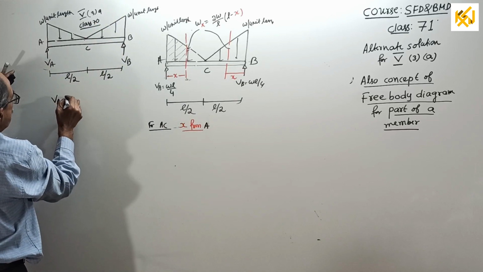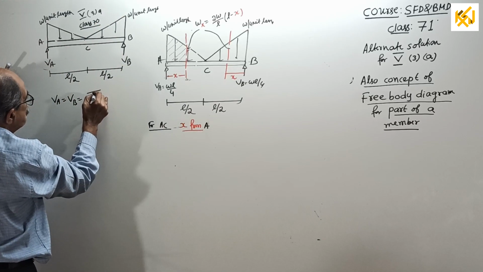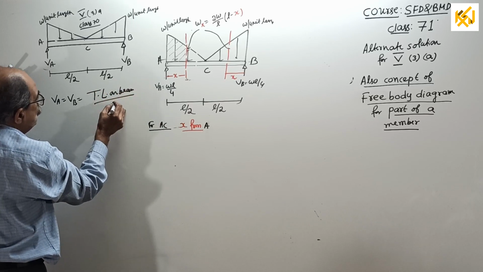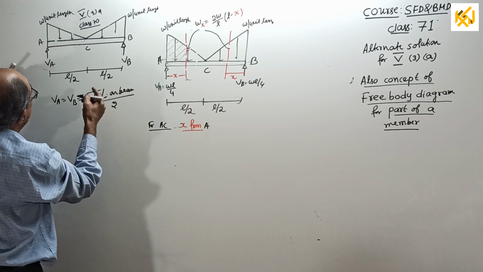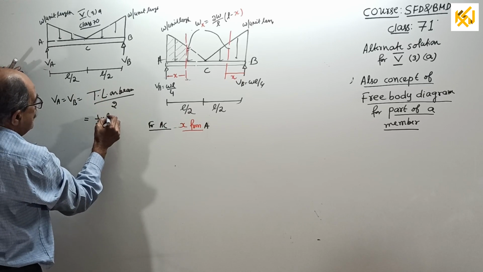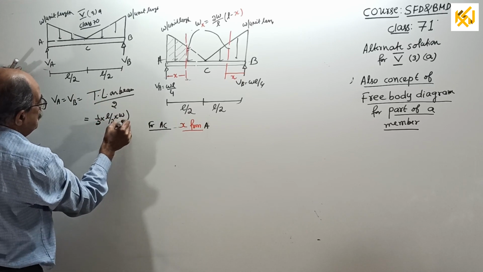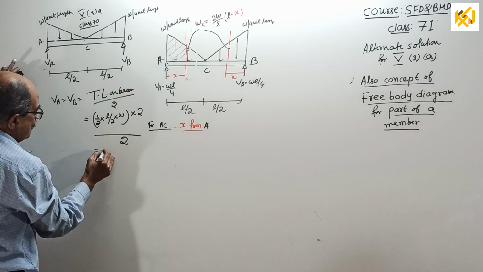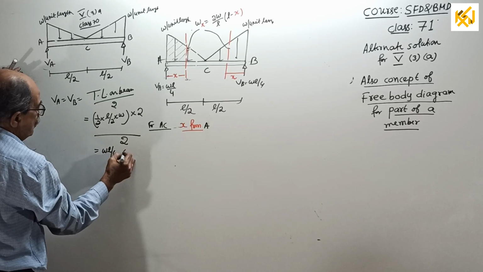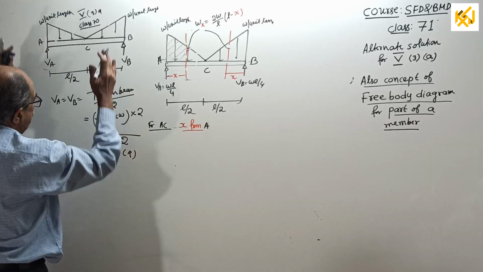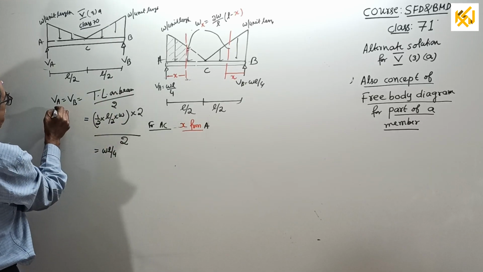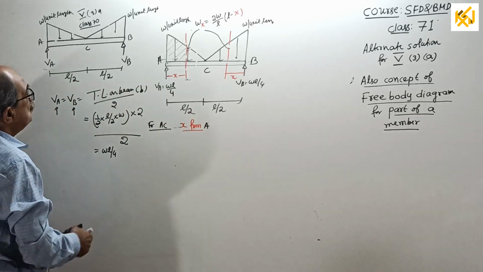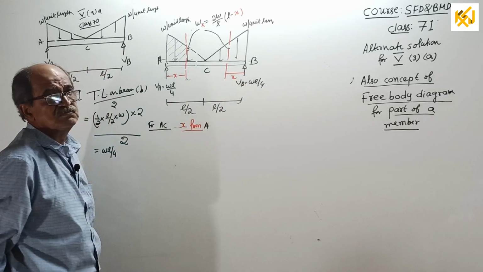Reaction VA equal to reaction VB equal to total load on the beam divided by 2 because of symmetry. I already told you: half into L by 2 into W multiplied by 2 triangles divided by 2. We got WL by 4. How? Upward direction reactions VA, VB, both are, or you can write here VA upward, VB upward, equal to total downward load by 2. So we got WL by 4, WL by 4.